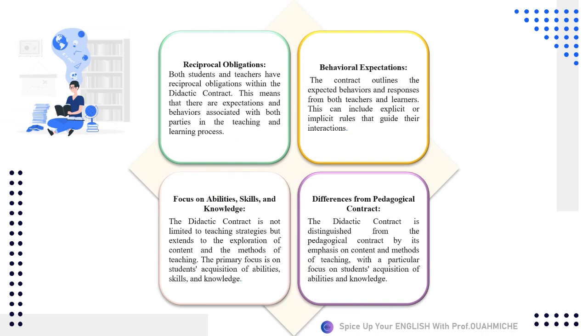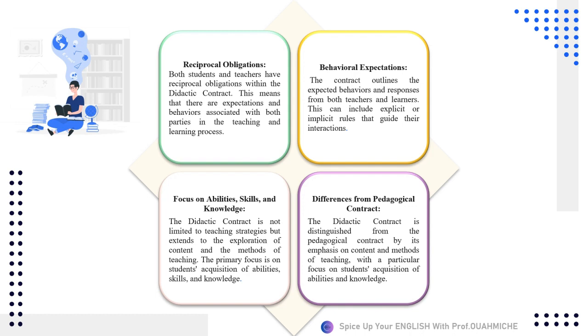First is reciprocal obligations. Both students and teachers have reciprocal obligations within the didactic contract. This means that there are expectations and behaviors associated with both parties in the teaching and learning process. Then we have behavioral expectations. The contract outlines the expected behaviors and responses from both teachers and learners. This can include explicit or implicit rules that guide their interactions.